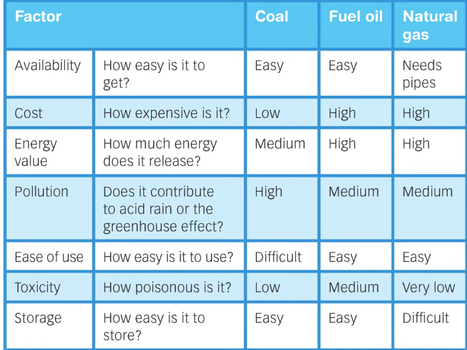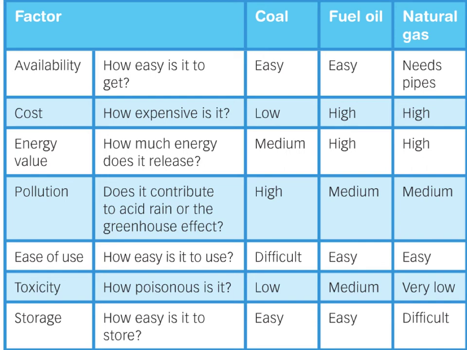So the first thing you need to think about is availability. How easy is it to get? How easy is it for that to be supplied to your house? Coal, obviously, can be delivered in a big bag. Fuel oil, you can deliver it in a tanker. You can have it stored outside your house. And then natural gas needs to be piped in, so you need to be attached to the mains. Second thing is you need to think about how much does it cost, how expensive is it. Again, you can see there, coal is relatively cheap. The other 2 a little bit more expensive.